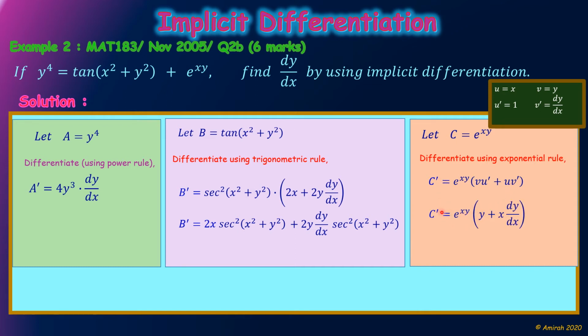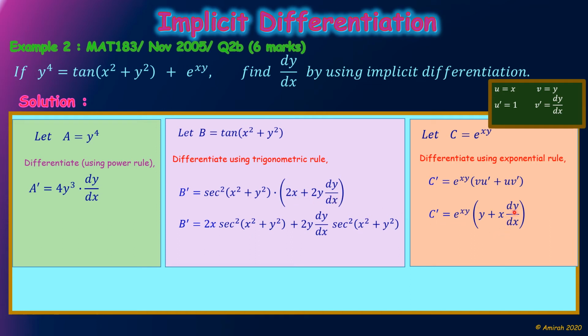So we have c prime equals e to the power of xy. We replace vu prime here, so we multiply v times u prime, so multiply y by 1. So we have y here. And then plus, we multiply u by v prime, so we multiply x by dy over dx here. Alright. And again, our dy over dx is inside a bracket.